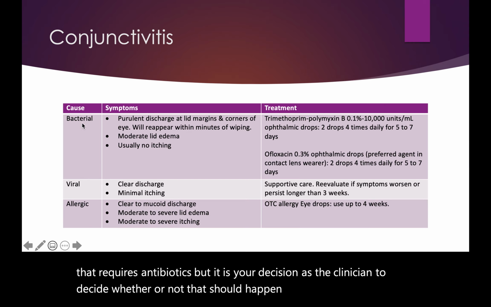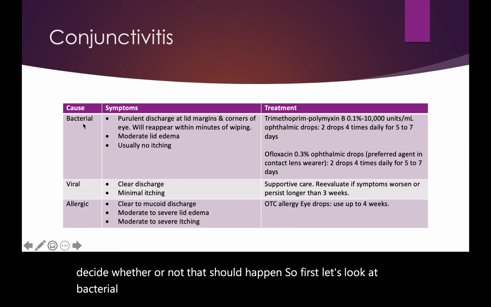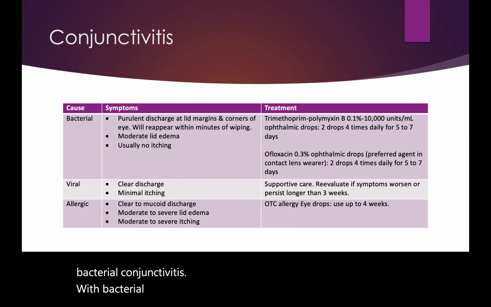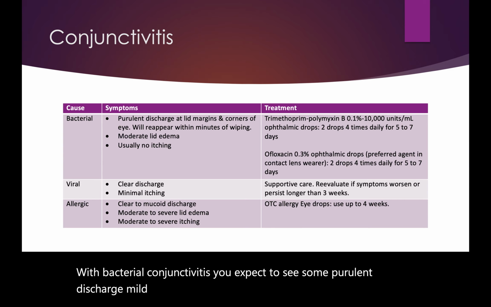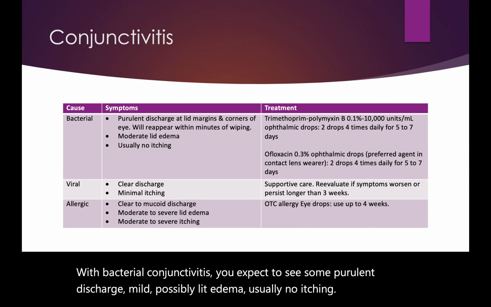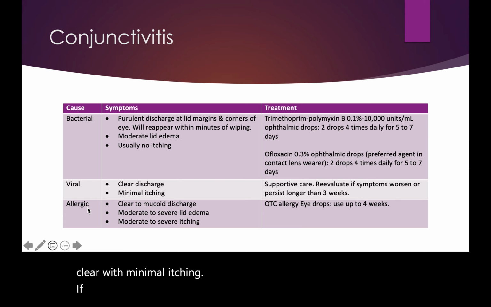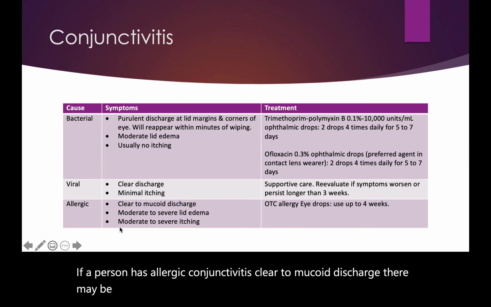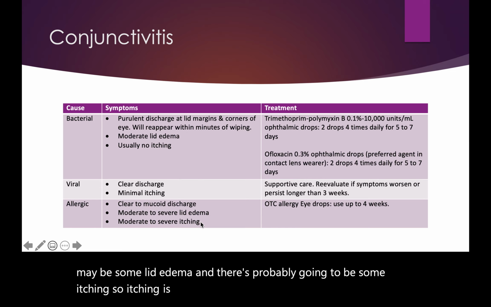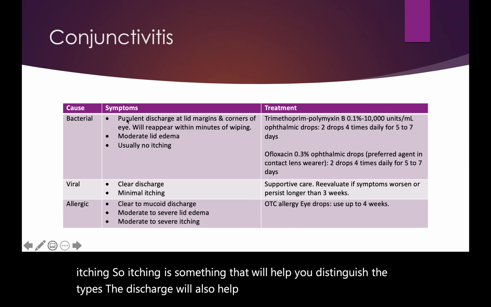So first, let's look at bacterial conjunctivitis. With bacterial conjunctivitis, you expect to see some purulent discharge, mild, possibly lymphedema, usually no itching. If a person has viral conjunctivitis, you expect the discharge to be clear with minimal itching. If a person has allergic conjunctivitis, clear to mucoid discharge. There may be some lid edema, and there's probably going to be some itching. So itching is something that will help you distinguish the types. The discharge will also help you distinguish the types.